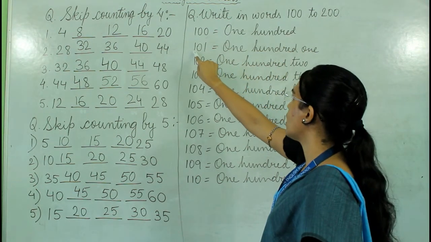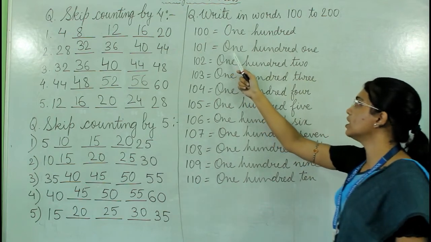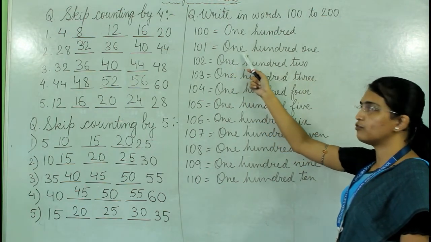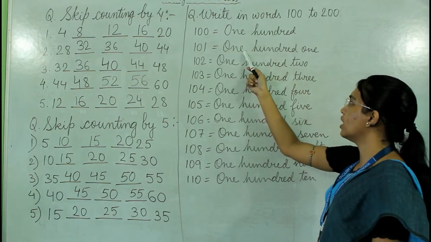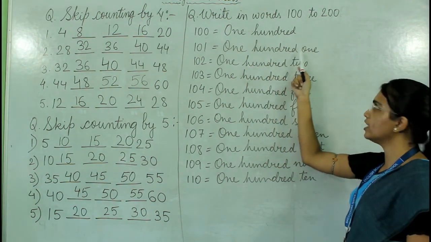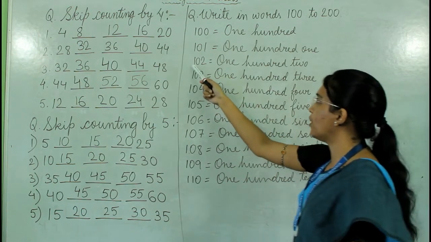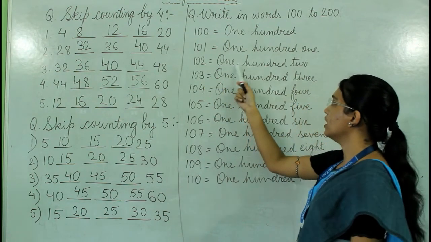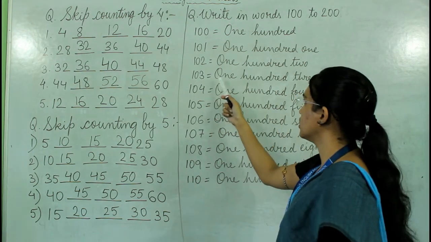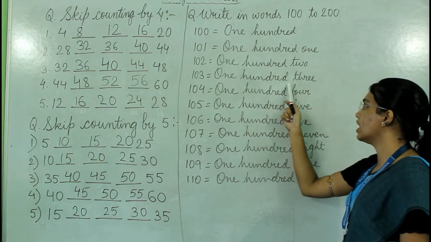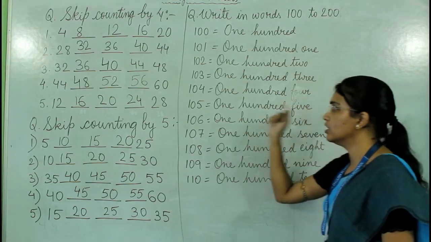Then what is this? 101. Spelling of 101 is, first write the spelling of 1, then 100, then 1. O-N-E, 1, H-U-N-D-R-E-D, 100, O-N-E, 1. Then 102. O-N-E, 1, H-U-N-D-R-E-D, 100, T-W-O, 2. 103, O-N-E 1, H-U-N-D-R-E-D 100, T-H-R-E-E 3.